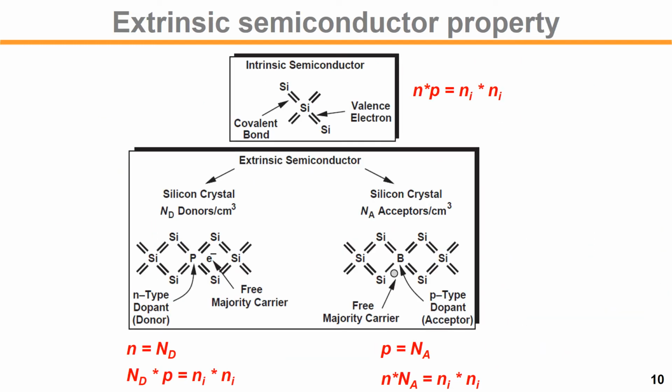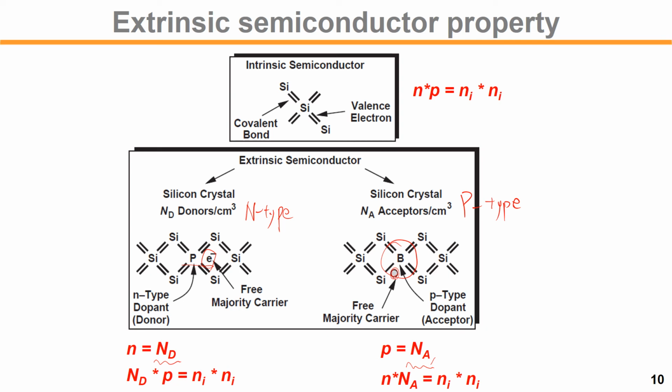So starting from intrinsic semiconductor, in this example silicon, it can become either an n-type semiconductor or a p-type semiconductor, depending on the type of dopant. Here the group 5 material adds free electrons. Here the group 3 material generates holes. In both cases, for example for an n-type device, the dopant gives electrons, so n equals Nd, the dopant density.